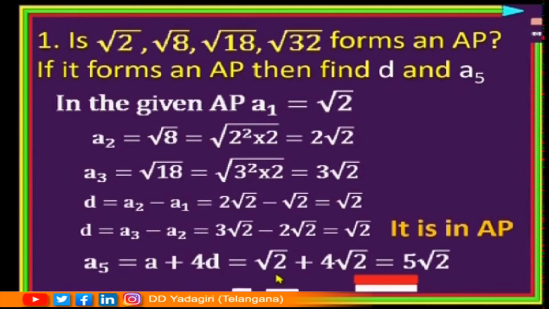Now what is the value of root 2 plus 4 root 2? The sum of root 2 and 4 root 2 is 5 root 2. So the fifth term is 5 root 2. Like this we can find any number of terms, that means we can find the 100th term also. Okay, right. Next, second problem.